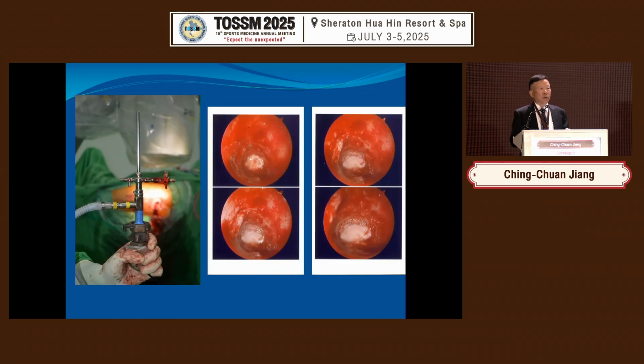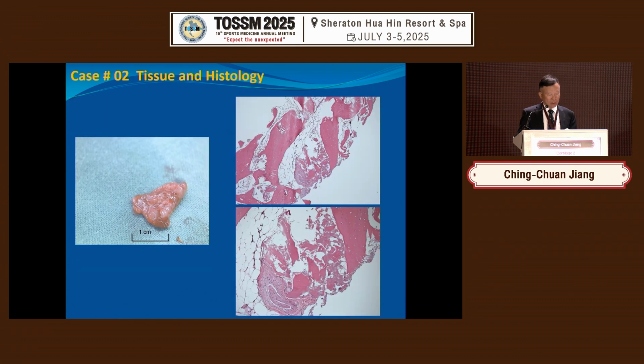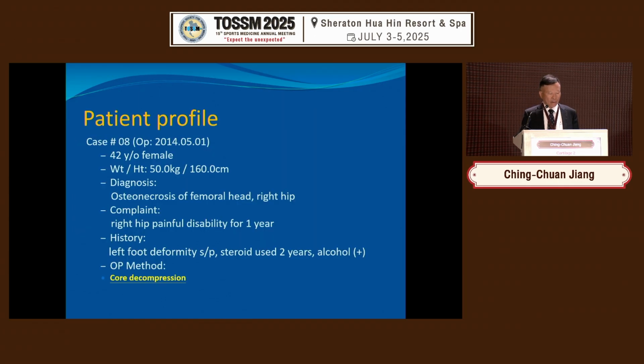So we can use an arthroscope, inserted into the hole to clear the pathological part of the osteonecrosis and take the specimen for pathology. So in the future, we probably can add some more adjuvant therapy to this area. And the tissue for this patient clearly showed osteonecrosis.